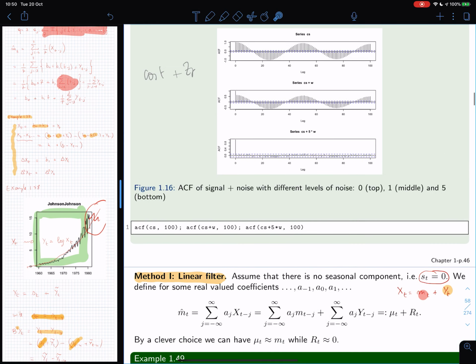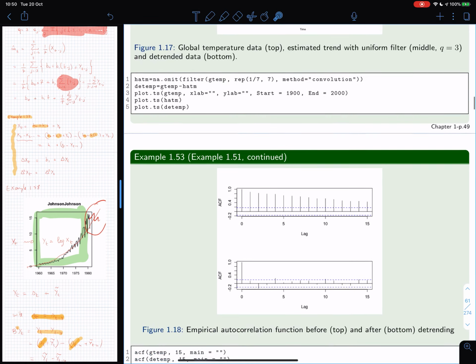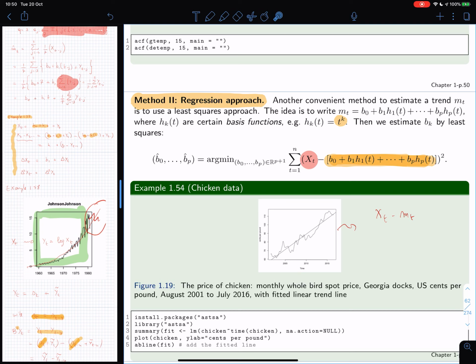So how do you do this? Well, there are a few ways. Maybe I'll start with the second way this time. So perhaps the easiest approach to set up is the regression approach.